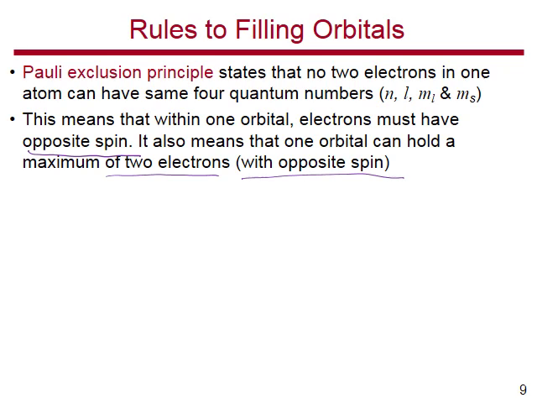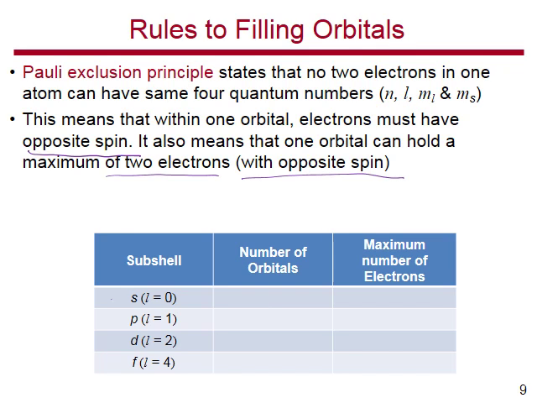So let's see how many electrons can be accommodated in the different subshells in an atom. So let's start with the s subshell. Now, the s subshell has only one atomic orbital. So based on the Pauli exclusion principle, it can hold a maximum of 2 electrons. Now let's move to the p subshell. In the p subshell, there are 3 orbitals available.